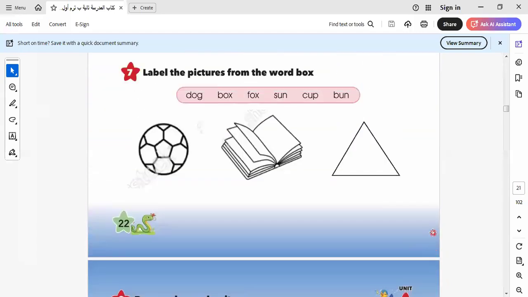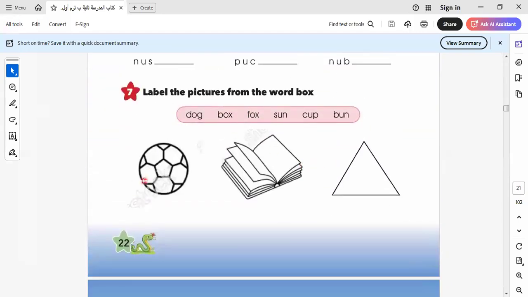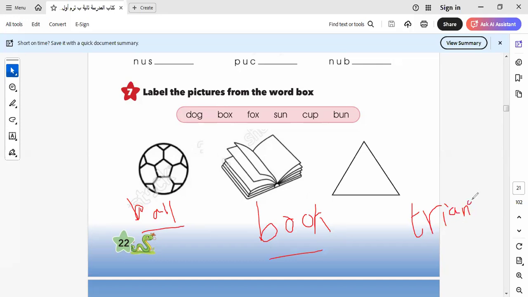So here we have a mistake. There isn't any of these words here, so I will write it here. Here is ball. I will write the word ball, and we can write it as it is. Here is book. There isn't a word here related to this picture. These words are different from this picture. So here we have ball, here book, here triangle. Okay, I will write it for you. I think now we know the pictures of these words. Okay.